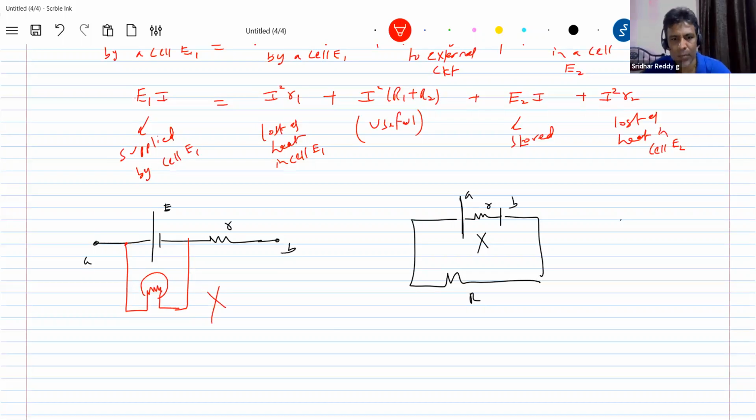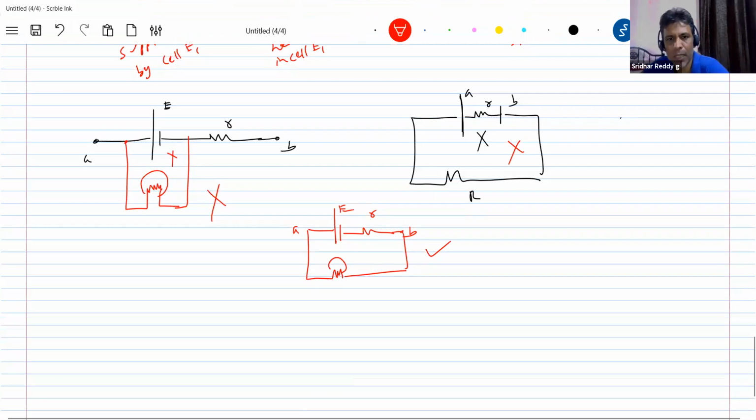So what is the correct diagram? The correct diagram should be like this. So we can never eliminate the internal resistance of a cell. That's what he's saying. So you just do have problems related to this. I'll go for the next, the bulb concept, bulb fusing and all. Next, the short circuit and open circuit.